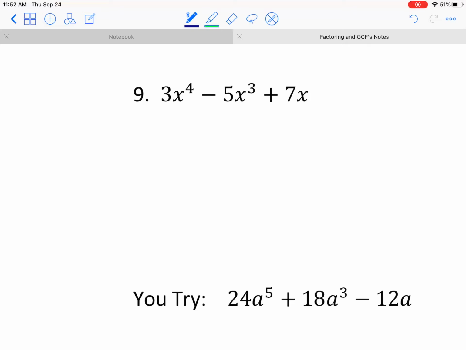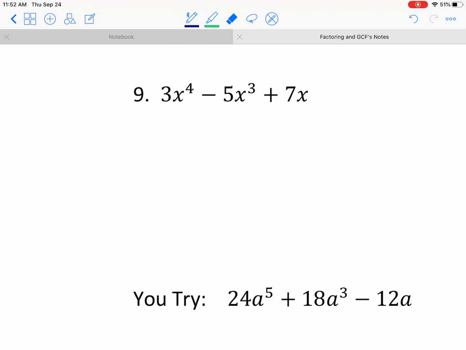Okay, so sometimes our GCF is just a number, and then something similar happens here. What's the GCF this time? So the biggest number that goes into 3, 5, and 7 is a 1. And if 1's the GCF, and we don't really, I don't want to say we don't count it, but 1 goes into everything.